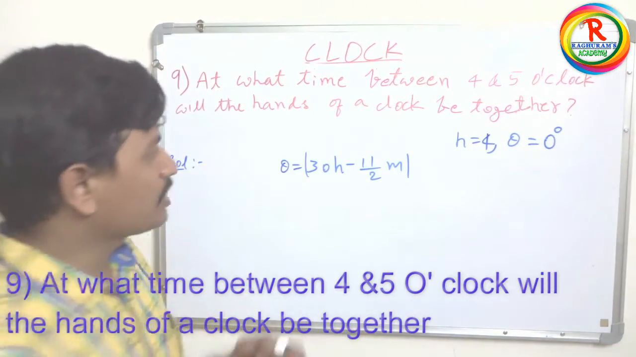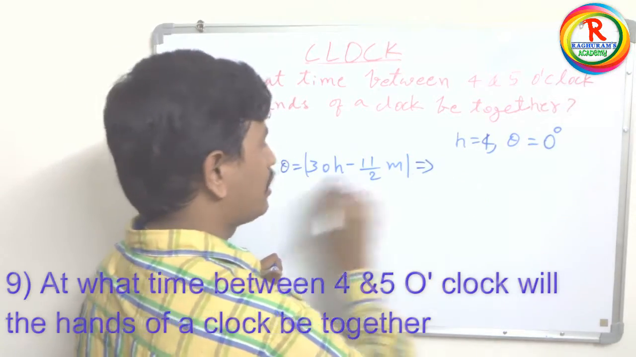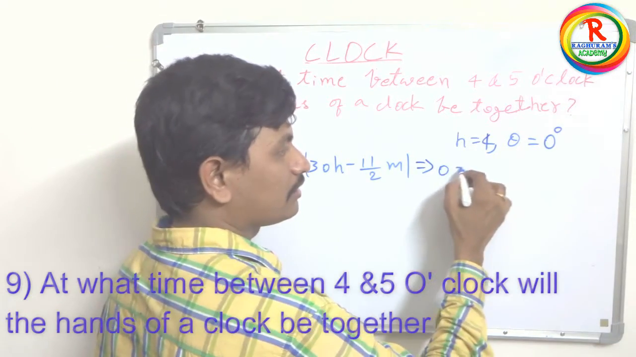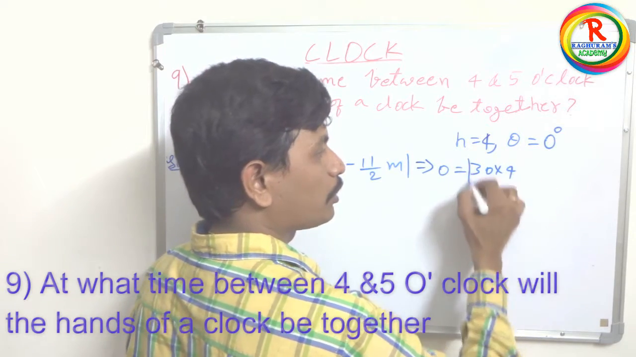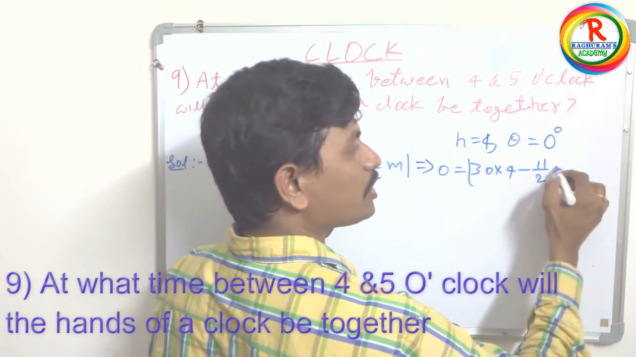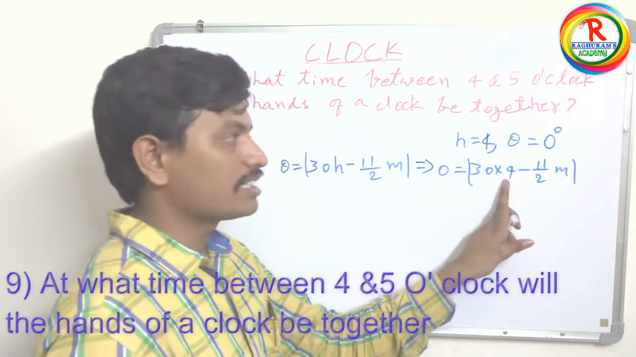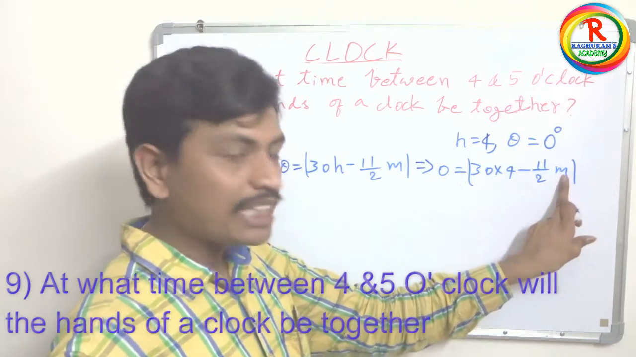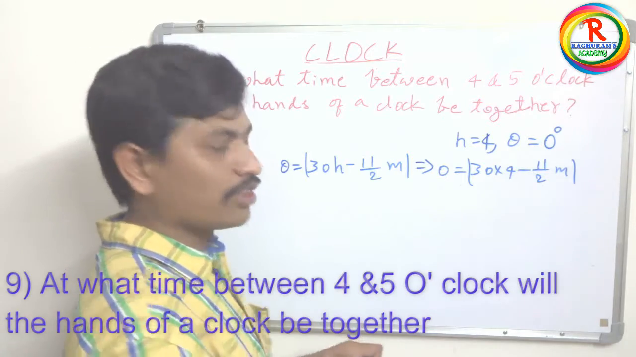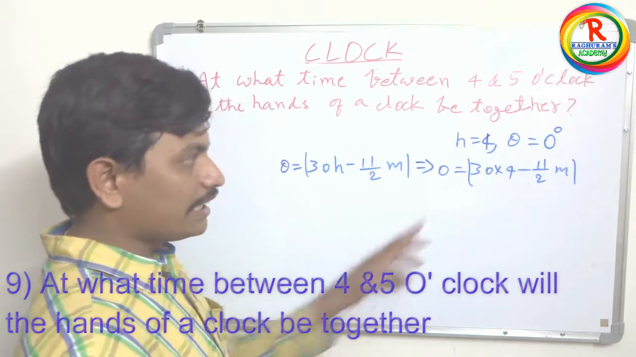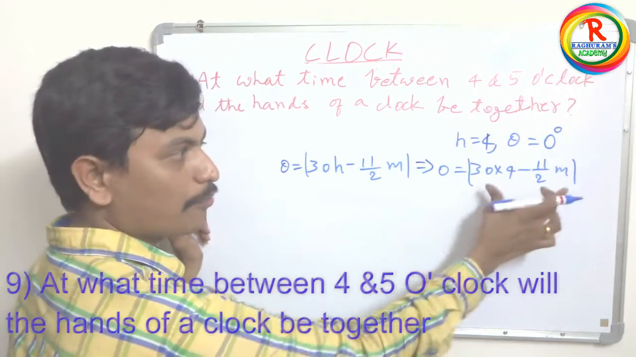So here we substitute. Theta is 0, equal to 30 into 4 minus 11 by 2 m. Here hour is given, theta is given, and we need to find the minutes. So after 4 o'clock, at what minutes will the hands of the clock be at 0 degrees? Here I am directly removing the modulus.